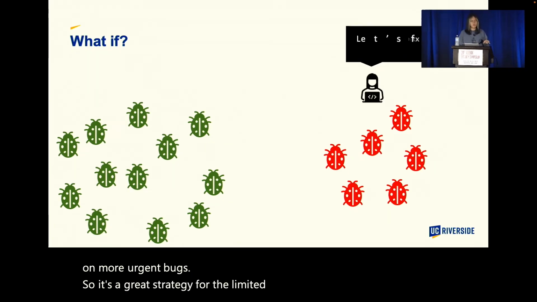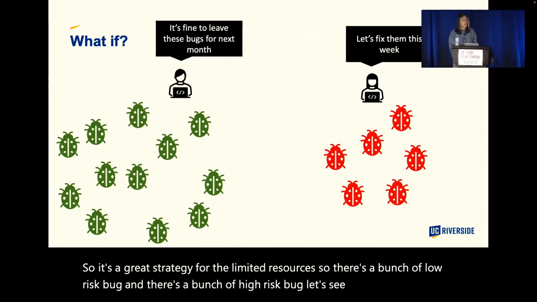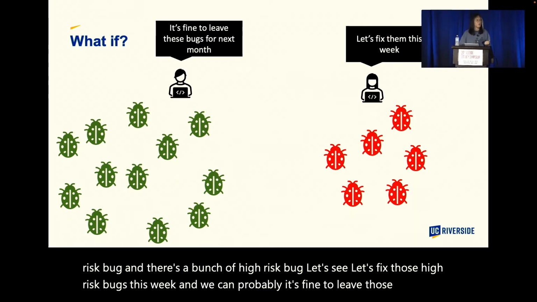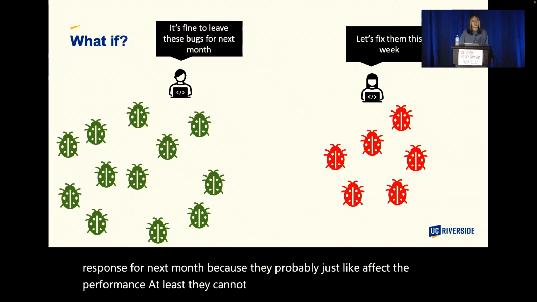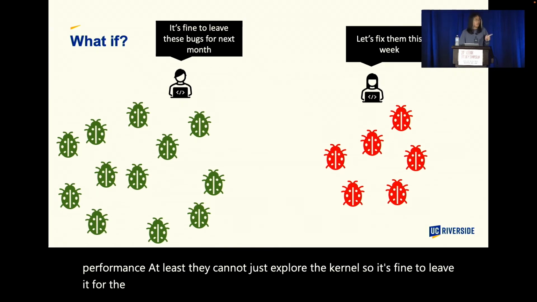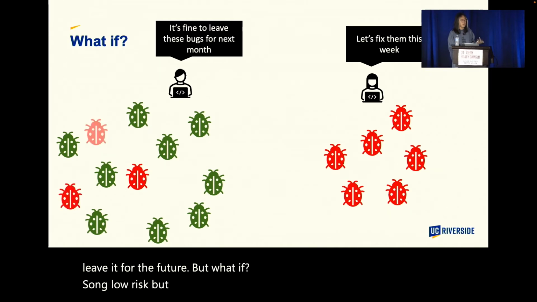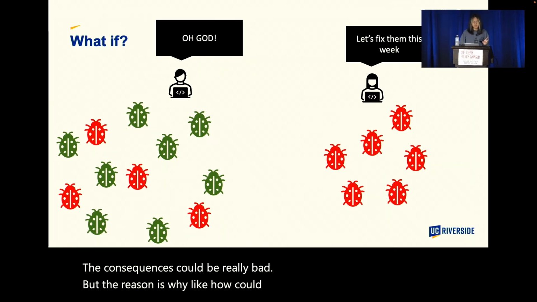There's a bunch of low-risk bugs, and a bunch of high-risk bugs. Let's fix the high-risk bugs this week, and it's fine to leave the low-risk bugs for next month, because they probably just affect performance; at least they cannot be used to exploit the kernel, so it's fine to leave them for the future. But what if some low-risk bug turns out to be high risk? The consequences could be really bad. But why? How could this happen?